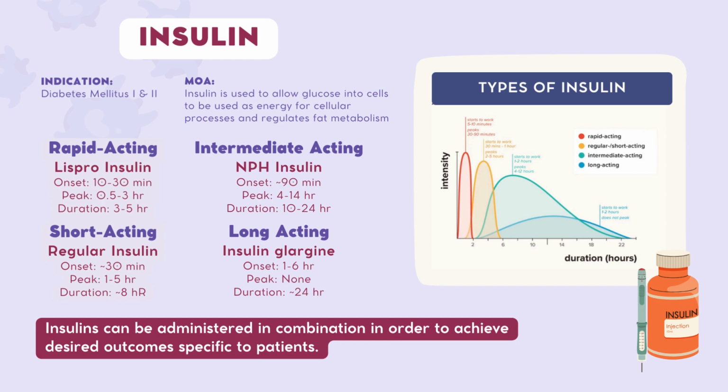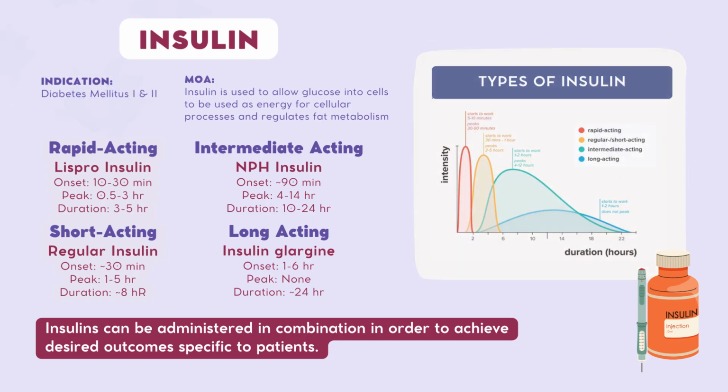Now, insulin can be administered in a combination in order to achieve the desired outcomes for specific patients, or by itself. And so on the right here, you see we have a table that talks about the different types of insulin and how their intensity compares to their duration in hours. And what do we use these insulins for? Well, again, it's to treat diabetes mellitus type 1 and type 2. And how this insulin works is that when it's injected, it allows glucose to be taken from the bloodstream and into the cells that need it for cellular processes and regulating fat metabolism.